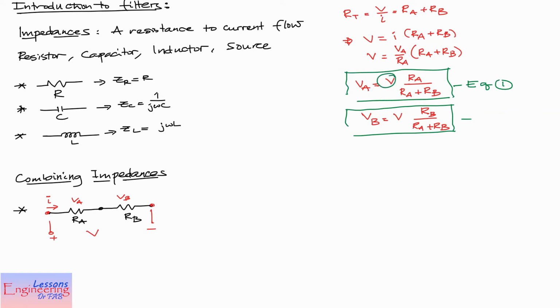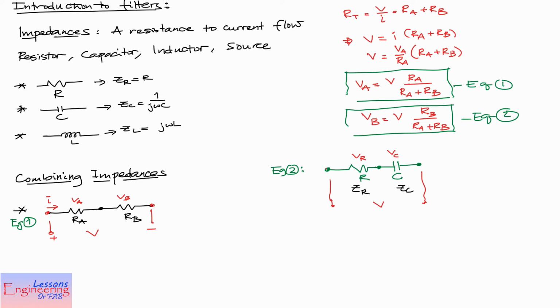VA gets a portion of V, which is multiplied by RA over RA plus RB, and VB, the voltage across RB, gets a portion of V, which is multiplied by RB over RA plus RB. Let's call this equation 2. Now we will add one more example. Let's have a resistor and a capacitor. The impedances of this resistor and capacitor are ZR and ZC, and we know how they are given. Again, our objective is to find what the voltage across this capacitor is. Let's call this VR. We also know what the voltage across the start and end nodes is. So finding VC is the objective.